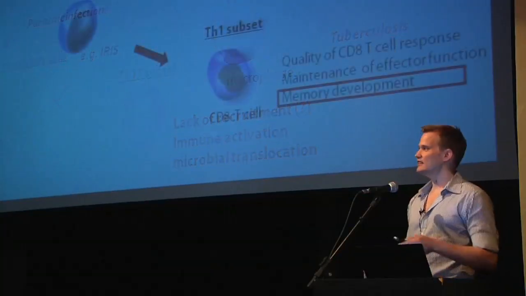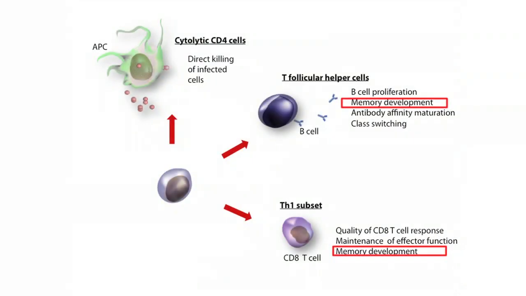So what you can see here is that really three major parts of the protection against an infection are mediated through CD4 cells. We have the memory development. You want memory to have lifelong responses against the pathogen.